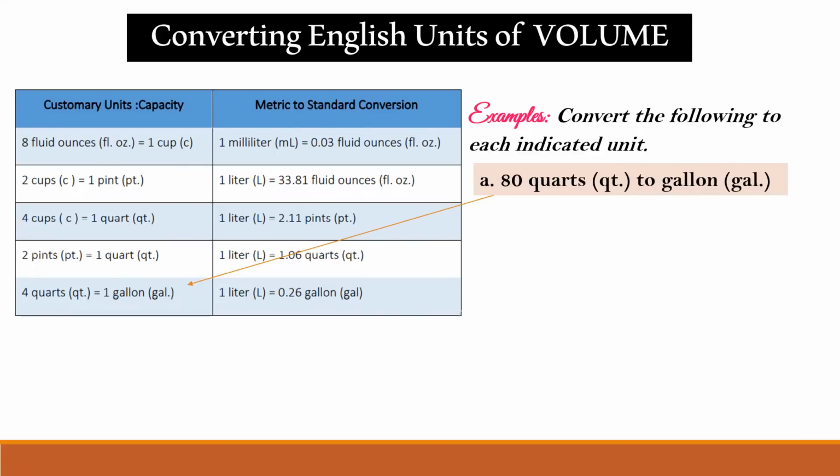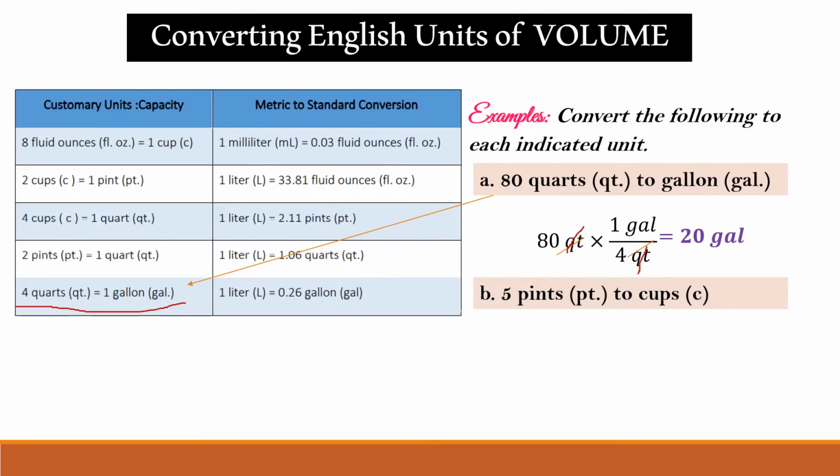So we have 4 quarts is equal to 1 gallon. And we write our given 80 quarts times the unit fraction, which is 1 gallon over 4 quarts. Then we cancel quart to quart. After that, we multiply 80 times 1 divided by 4. And the result is 20 gallons.